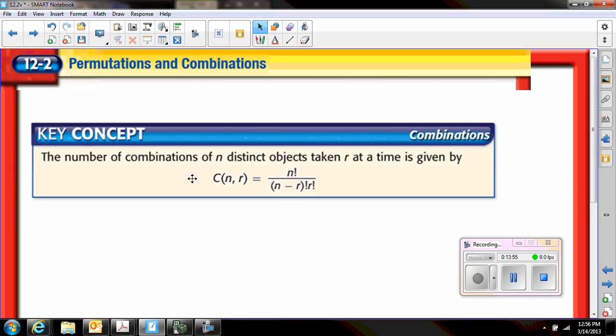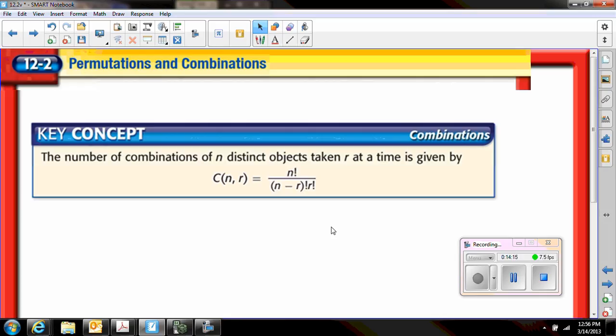The formula for combination is given as n factorial over n minus r factorial. So if you look at just that part, that's your permutation. But then combination adds an extra r factorial on the bottom. The reason there are more permutations than combinations is that in permutations, order matters.